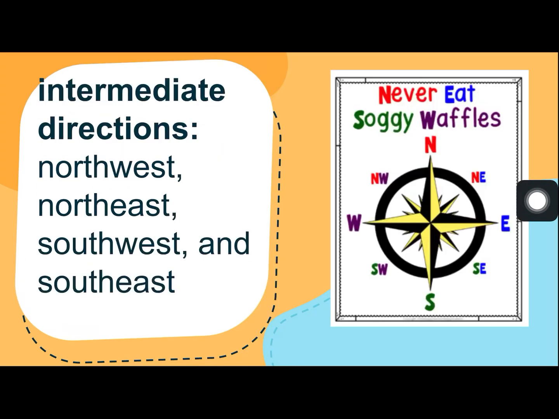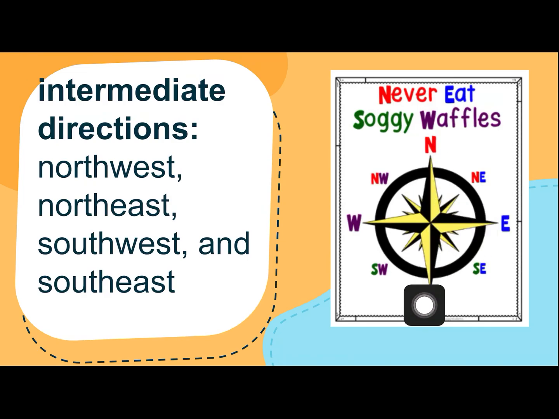Our next topic is intermediate directions. Say intermediate directions. Very good. So we want to take a look at directions first. So directions are our normal ones that we're used to. We have north at the top, east over here, south at the bottom, and west on this side here.